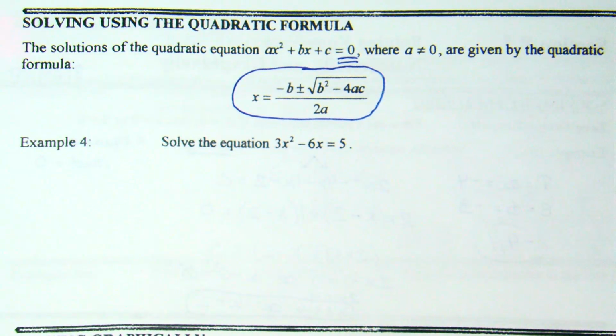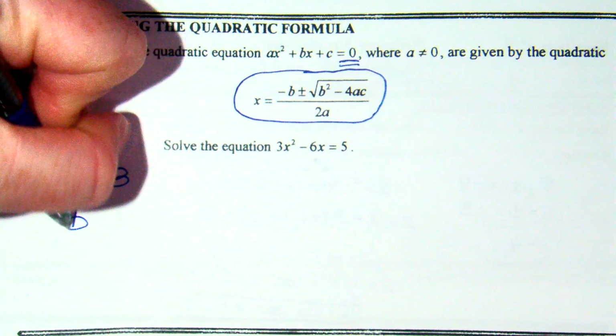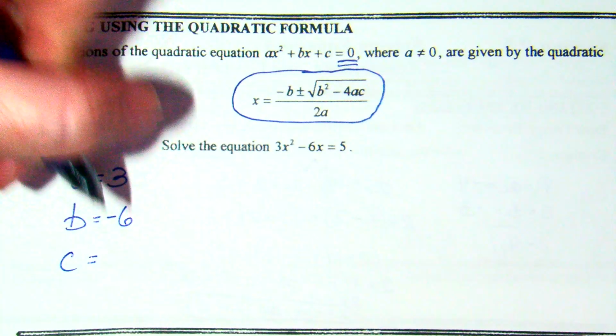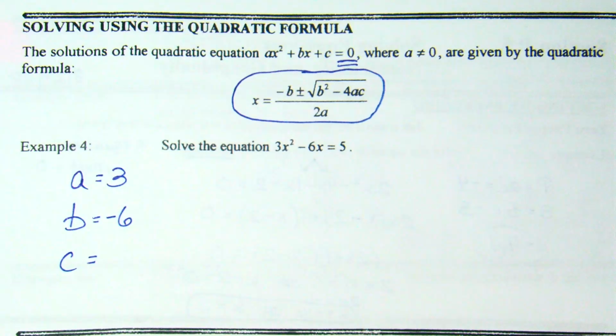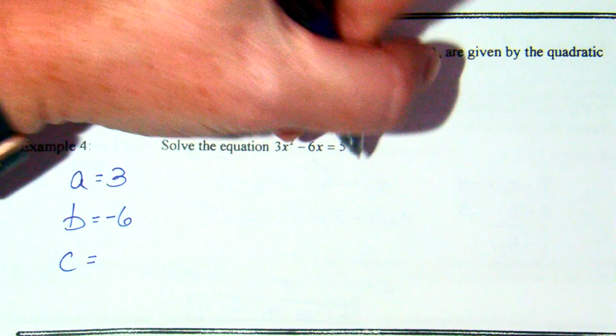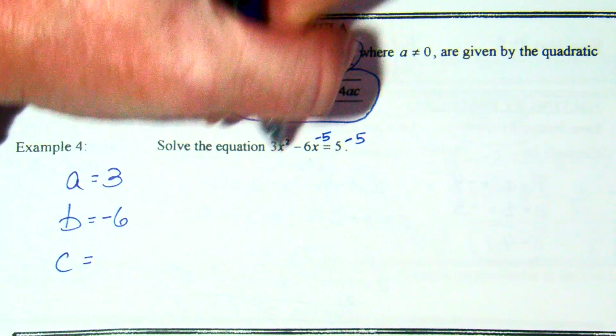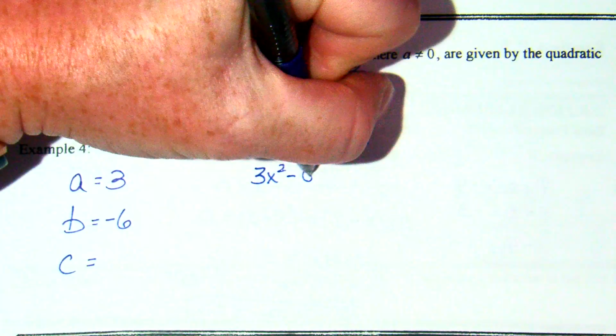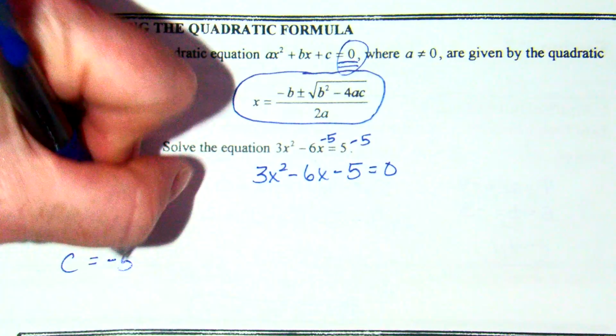Okay, what is a? 3. What is b? 6. Or do we count the negative and positive? Yes. b is negative 6. What is c? There is no c. Okay, so this is why I was kind of delaying here. a and b are fine, but in order to get a, b, and c, this equation has to equal 0. If it doesn't equal 0, you don't have the correct a, b, c values. So to make this equal 0, I'm going to subtract my 5 over, and I now have 3x squared minus 6x minus 5 equals 0, which means c is negative 5.